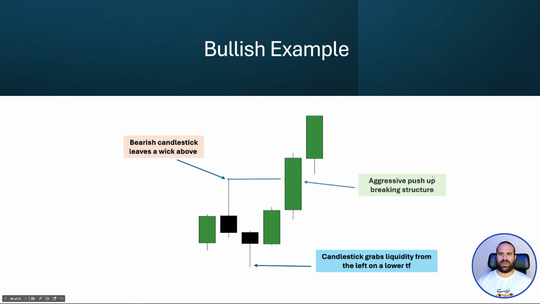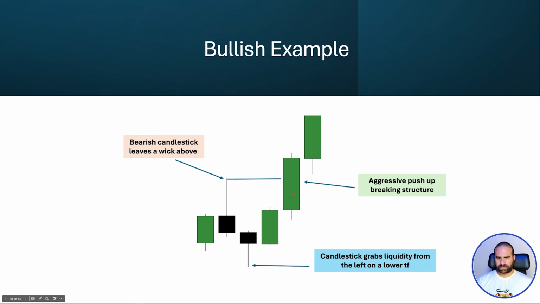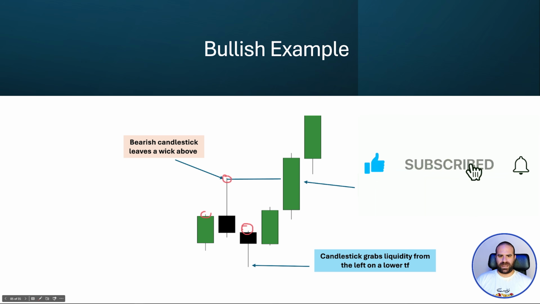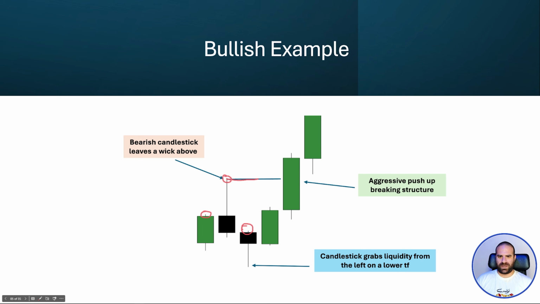I will keep moving forward. Now, we need to see, as a third rule, a very aggressive push up which breaks structure. And our structure is this high right here. I cannot highlight it enough times. This is a high because it is higher than the high to its right and higher than the high to its left. You extend this one to the right, and this one gets broken, and this is our break of structure.